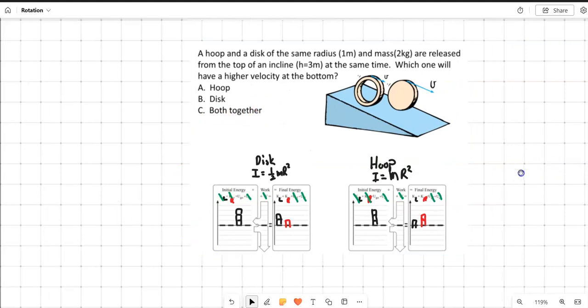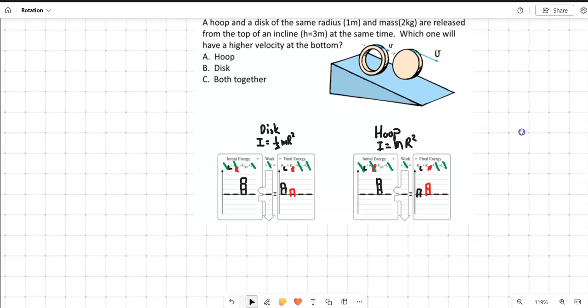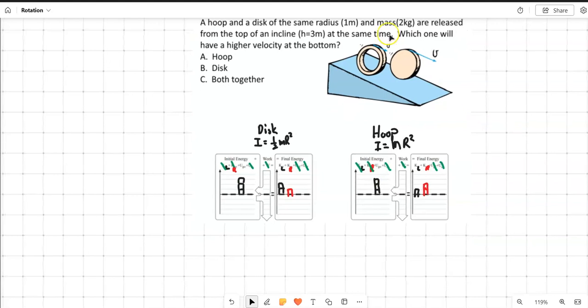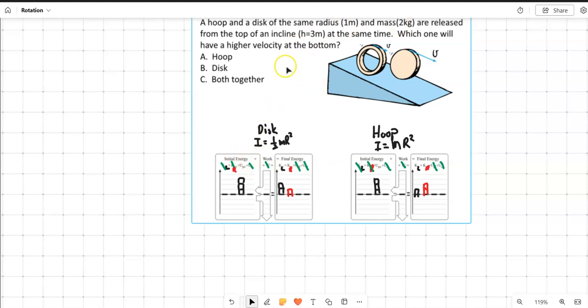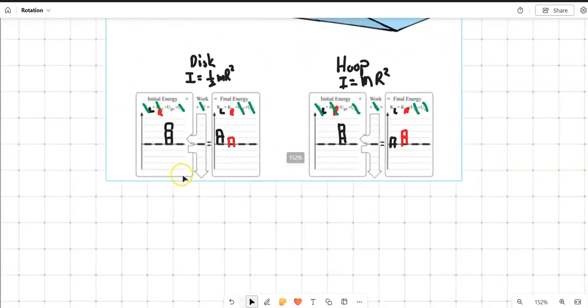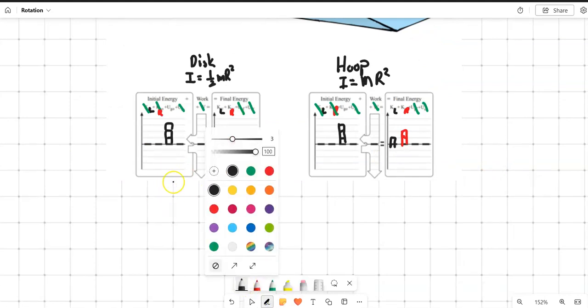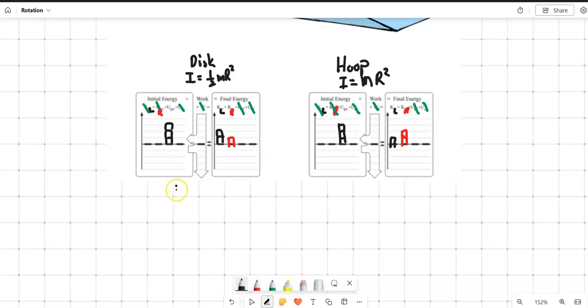So since we have some numbers, we have the radius and the mass, and they're both at rest at the top, we could go ahead and start building some equations here, right? Just as always, we're going to set the initial energy equal to the final energy. Since there's no work, we don't have to add work into this case.